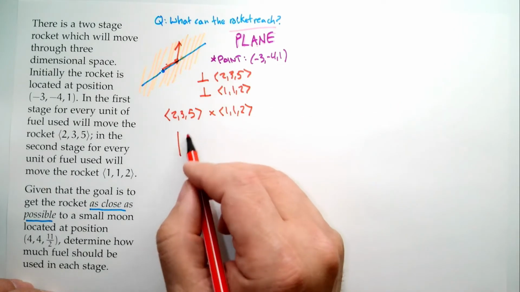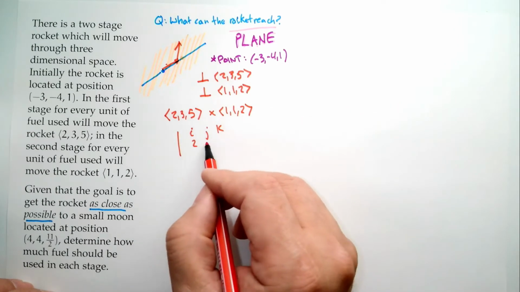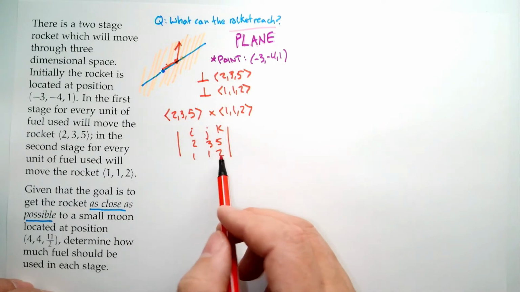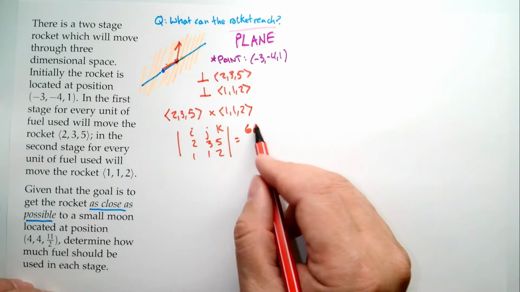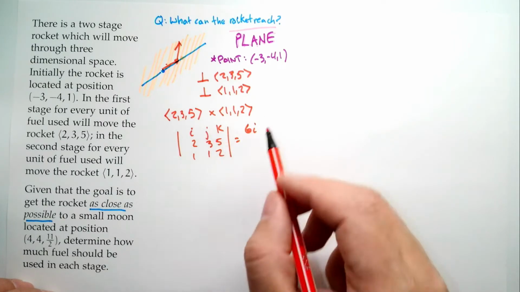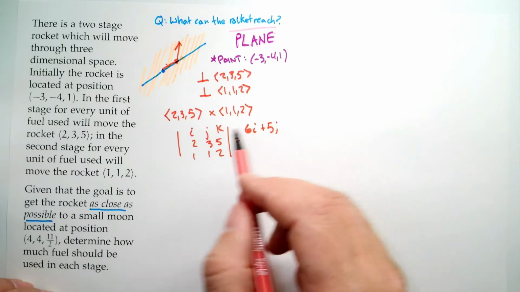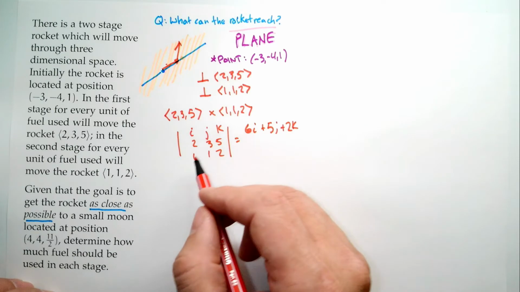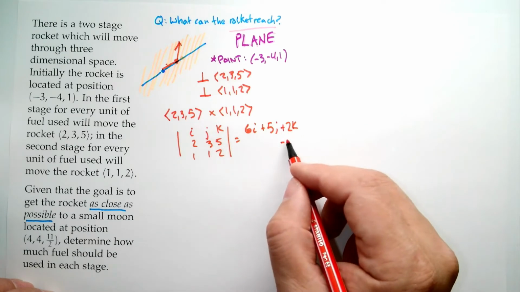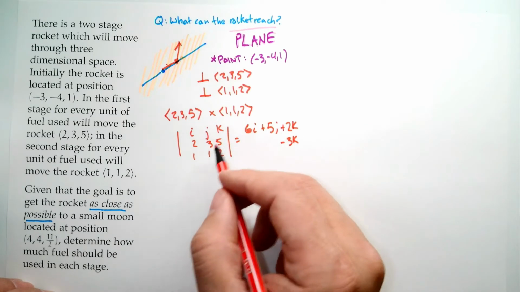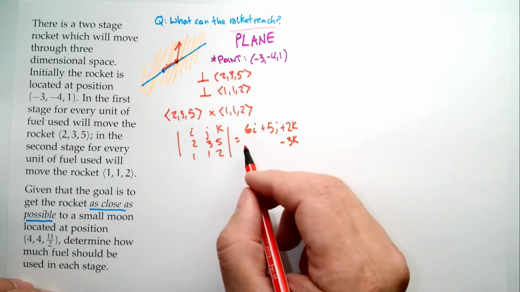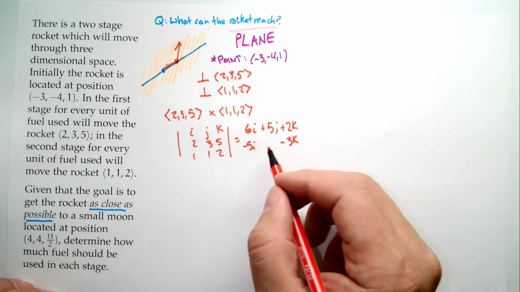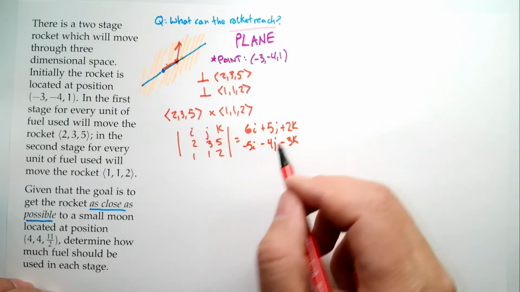So I, J, K, 2, 3, 5, 1, 1, 2. So I times 3 times 2, that would be 6I. J times 5 times 1, that's 5J. K times 2 times 1, that's 2K. 1 times 3 times K, 3K, but we subtract. 1 times 5 times I, that would be 5I, but subtract. And 2 times 2 times J, that would be 4J, but again, subtracted.